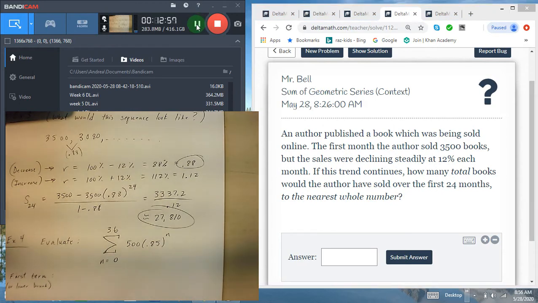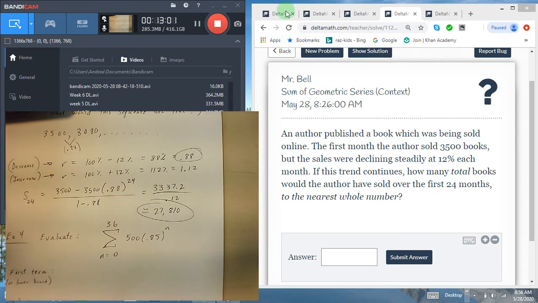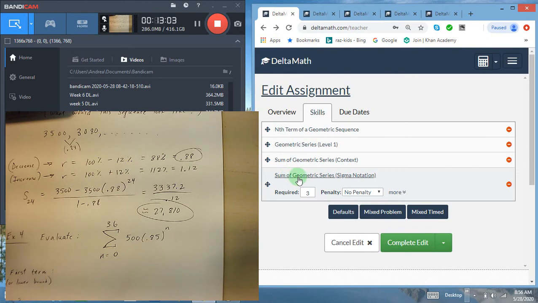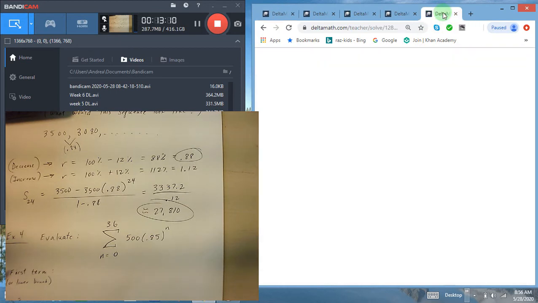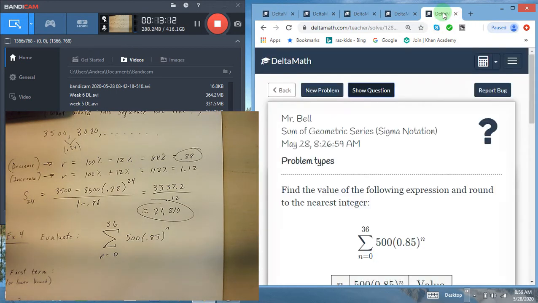Okay, on to the last problem, example 4. Let's take a look at the title of this one. Sum of geometric series, sigma notation. So we had some sigma notation problems last week, but they were usually arithmetic, common difference. These are just going to be geometric. Okay, so this says find the value of the following expression and round to the nearest integer.